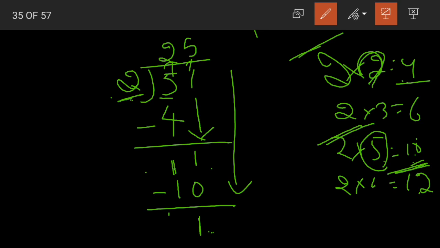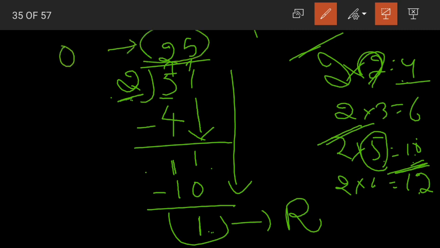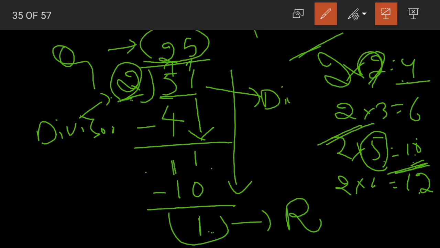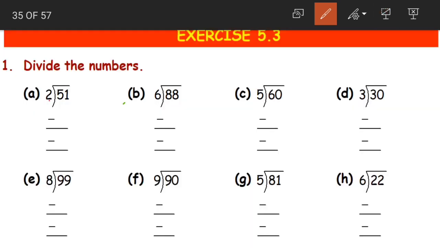Now what does 1 become? 1 becomes our remainder. And what is our answer? That is the quotient. The quotient is 25. What is 2? 2 is our divisor. And 51 becomes our dividend. Yes, clear children with question A? Okay.